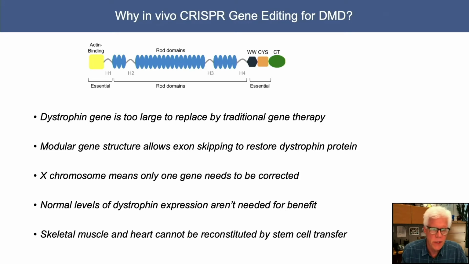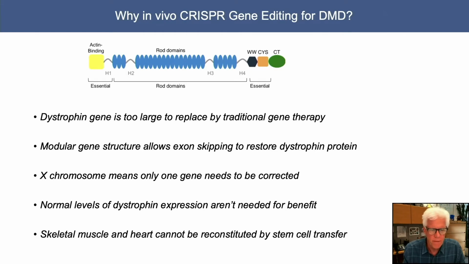The first is that the dystrophin gene, as we've said, is too large to replace by traditional gene therapy. Secondly, the dystrophin protein and gene have a modular structure that allows exon skipping, such that exons or segments of the gene that have mutations can be skipped, but can still restore the functional dystrophin protein. Third, the dystrophin gene resides on the X chromosome. Boys, who are the predominant DMD patients, have only one X chromosome, so this means only one gene needs to be corrected.